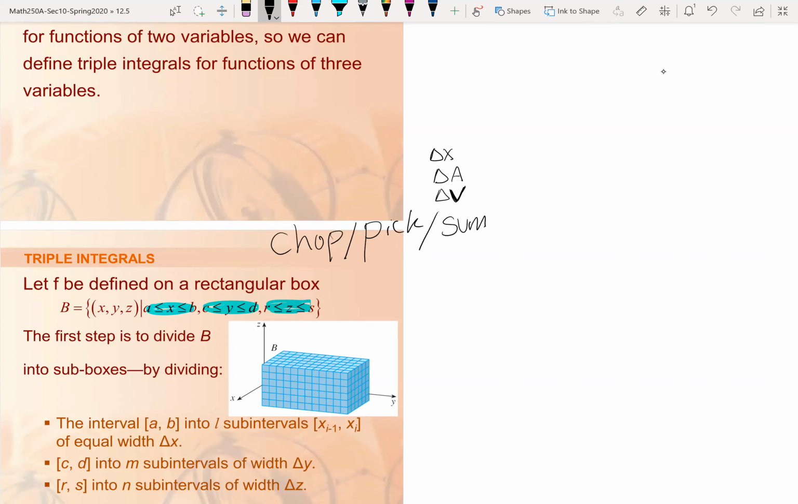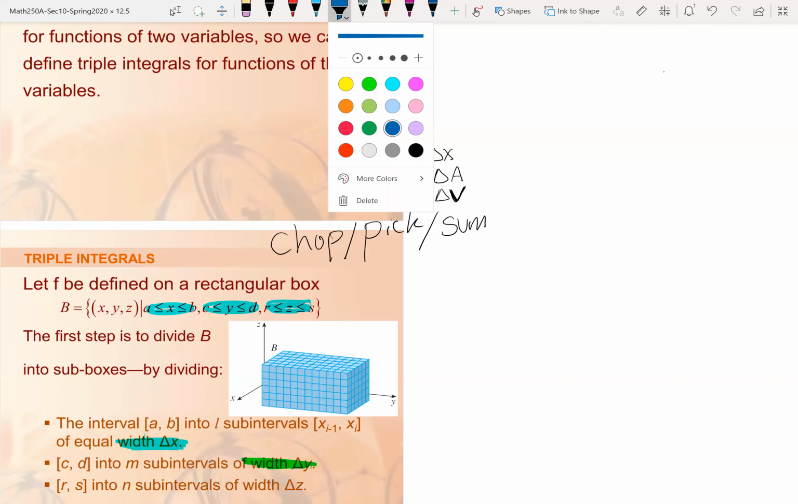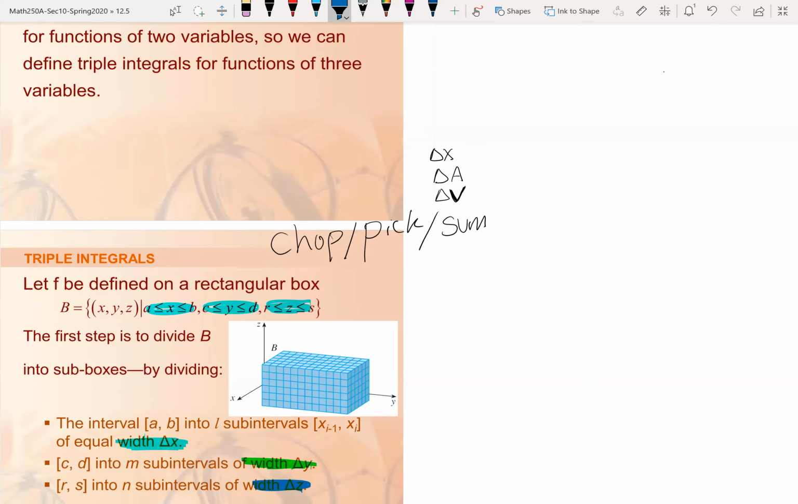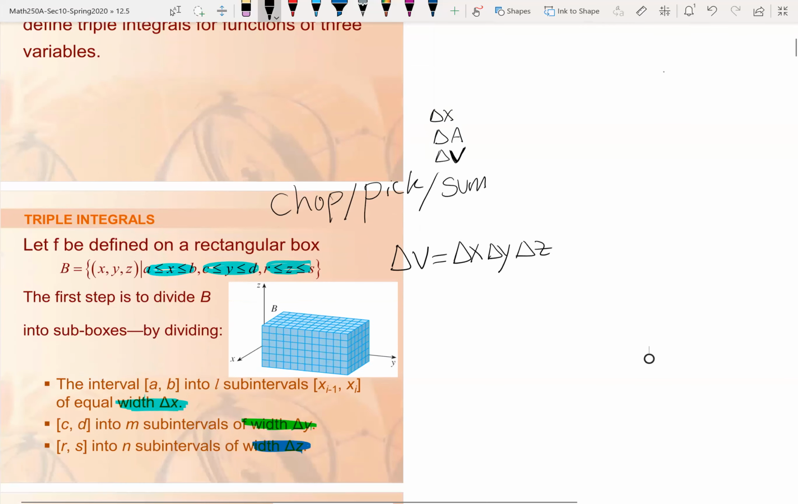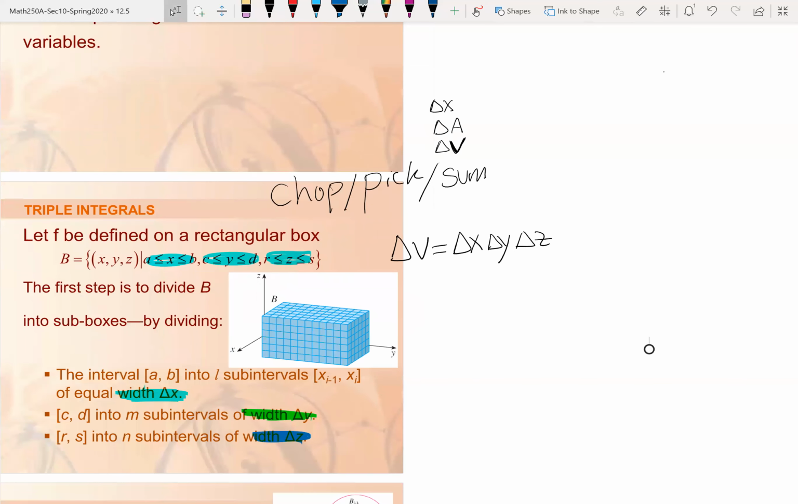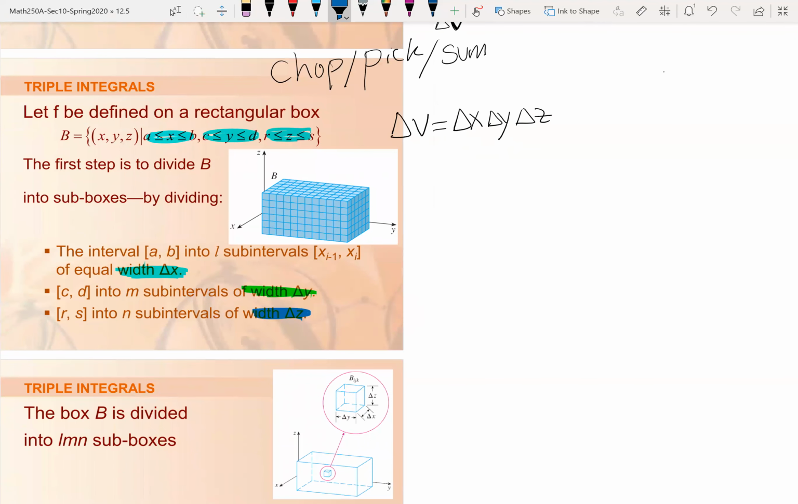Okay, so you have the limits of the x's. When you chop it into pieces, you will have delta x. Then you chop it into pieces in the y direction, so you have delta y. Then you chop it in the z direction, so you have delta z. Then each piece is delta V, or the volume of the box, which is width, length, and height. So the sub pieces this time are going to be the volume of those sub boxes.